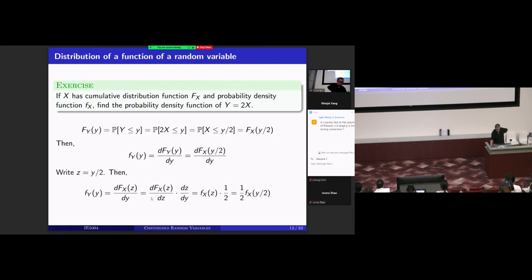And what is the first term? Because it is a derivative of the CDF of x, it is simply the PDF of x at z, right? And the second term, because z is equal to y over 2, is simply 1/2, right? So then we just plug in y over 2 to replace z, then we have this expression, which is the PDF of y, right?